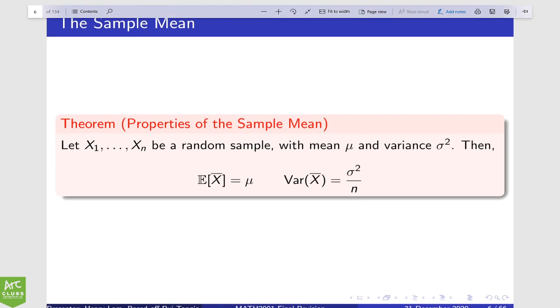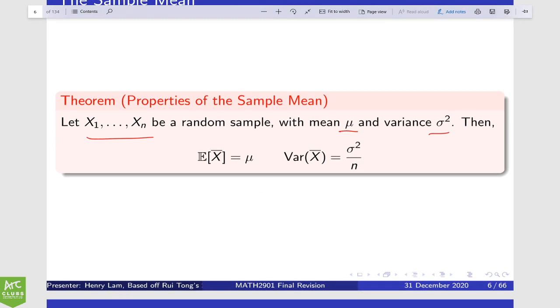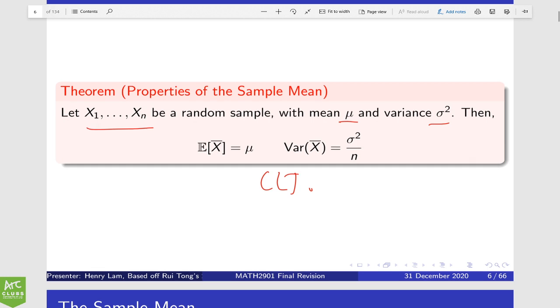And we have this theorem about it. As long as you have an IID random sample with mean mu and variance sigma squared, you have these two results. This is probably something you've seen a lot of. It probably reminds you of the CLT in a sense.